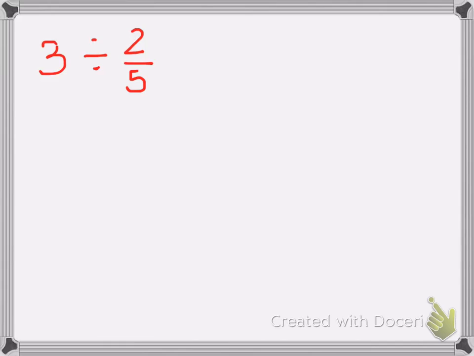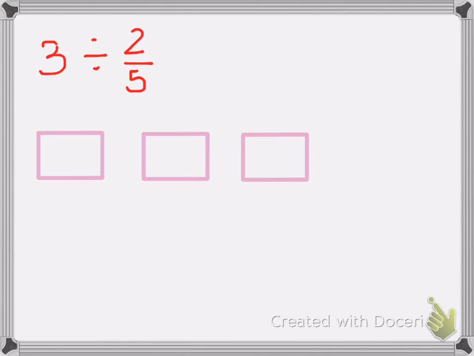Okay, let's try another one. This time we have a whole number of 3, and we're going to divide it by 2/5 this time. So I'm going to put my same boxes out here. There's 1, and there's 2, and one more. There's 3. Okay, so that models my whole number 3. And then I'm going to split it into whatever my denominator happens to be. In this case, my denominator is a 5. So I'm going to split these boxes into 5 equal pieces.